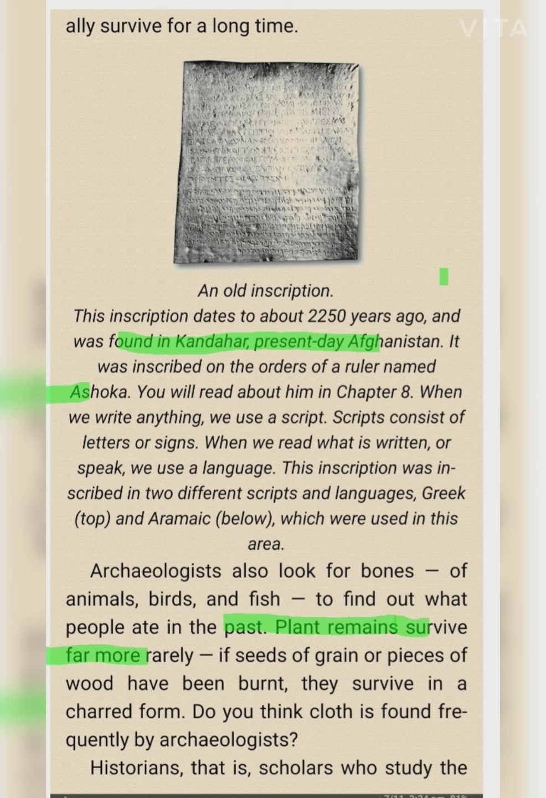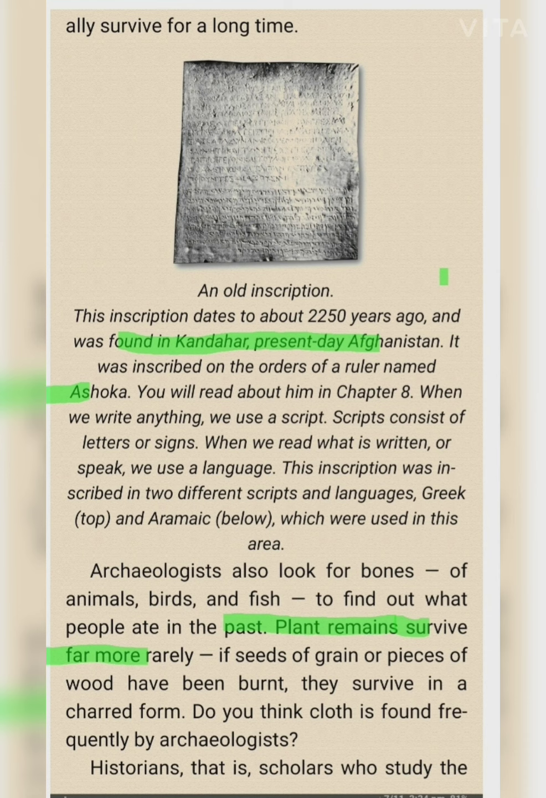On the screen you can see an old inscription. The inscription dates to about 2250 years ago and was found in Kandahar, present day Afghanistan. It was written in those times. The inscription was inscribed on the orders of a ruler named Ashoka, the ruler of the Mauryan empire. You will read about Ashoka and the Mauryan Empire in chapter 8.